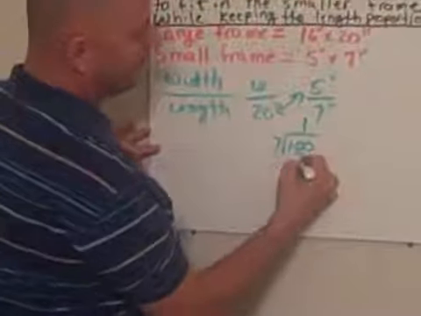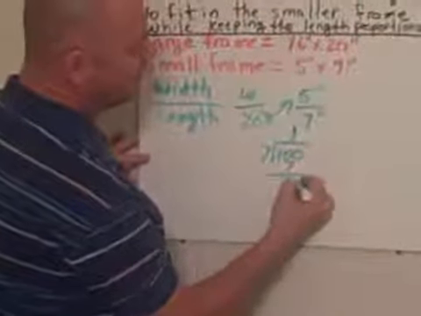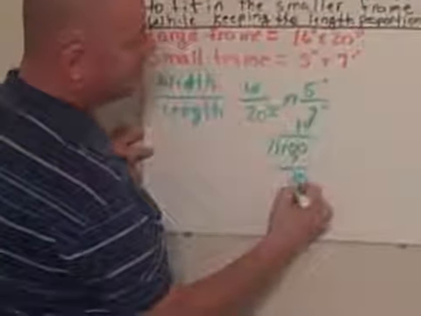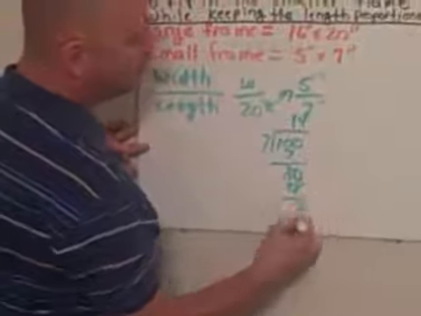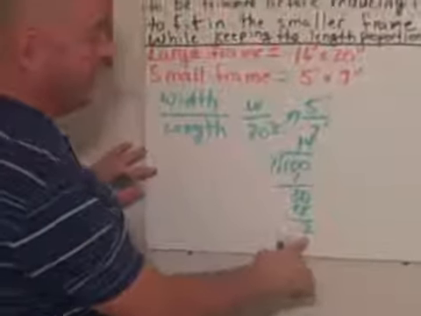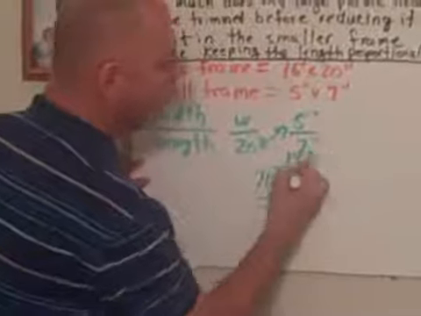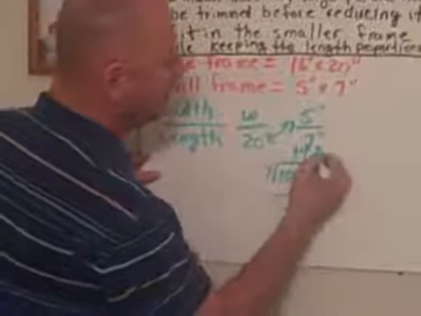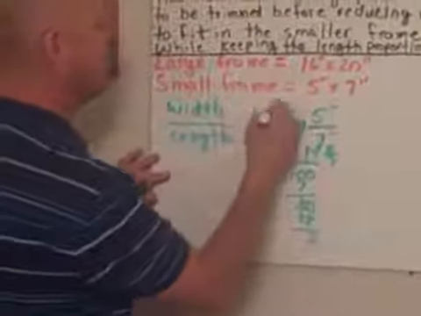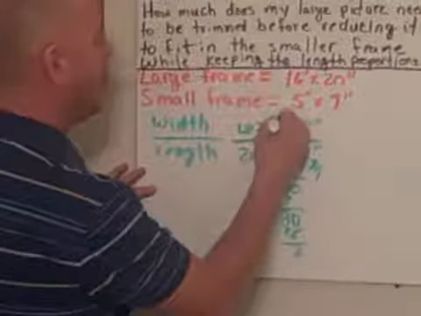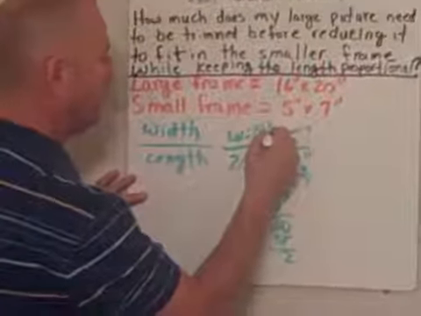I get 1 is 7. That leaves 3. Bring down my 0. That goes in 4 times. That's 28. That leaves me 2 as a remainder. When I get to my remainder, because I don't want a decimal, I take my remainder, it becomes my numerator, my divisor becomes my denominator, and my answer to W is 14 and 2/7.